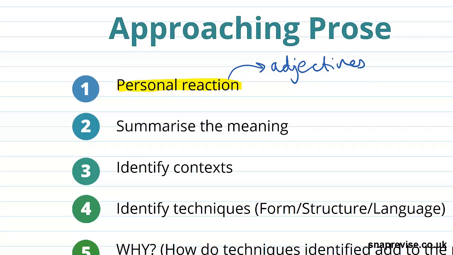We then need to make sure that we summarise the meaning. We don't want to go into too much detail, we don't want to waste time writing an entire plot summary, but if you just summarise the meaning of the little section that you're talking about in each paragraph, it really makes the examiner very aware that you know what you're talking about.